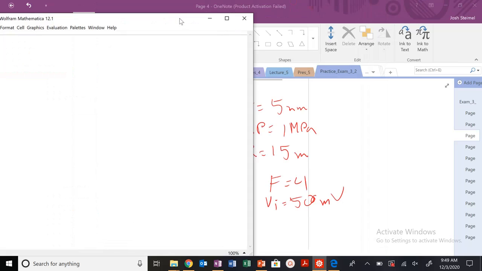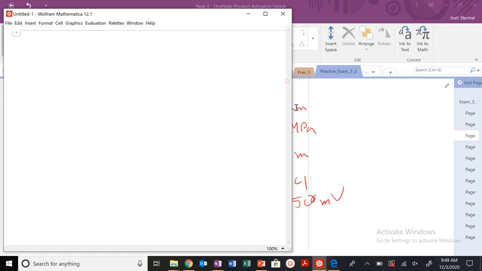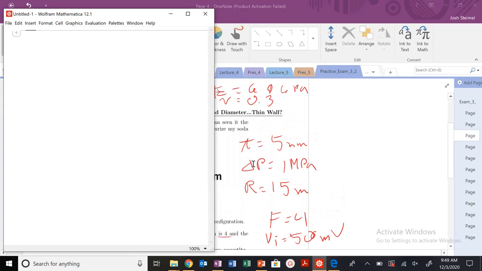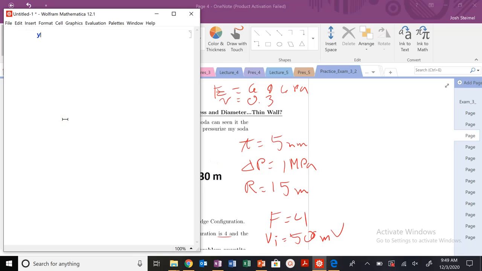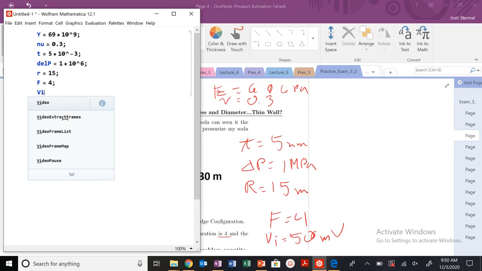Let's scroll up a little bit so we can see. My Young's modulus, Y, is equal to 69 times 10 to the 9th. My nu is equal to 0.3. My thickness is equal to 5 times 10 to the minus 3. My delta P is equal to 1 times 10 to the 6 pascals. My radius is equal to 15. My F is equal to 4. My VI is equal to 500 times 10 to the minus 3.